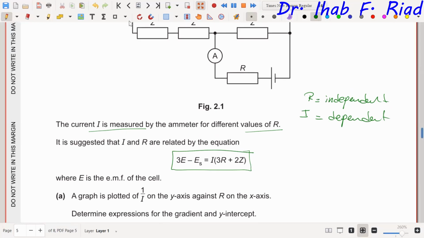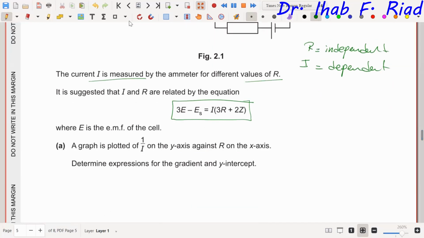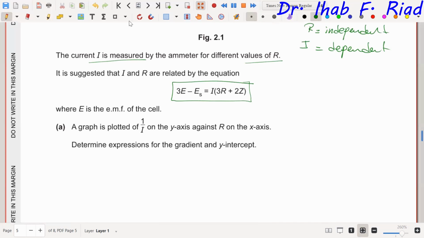does it look like a standard straight line equation? No. What we need to do is make I on one side, the dependent on one side and the independent on the other side. So what do you recommend? How should I rewrite this?